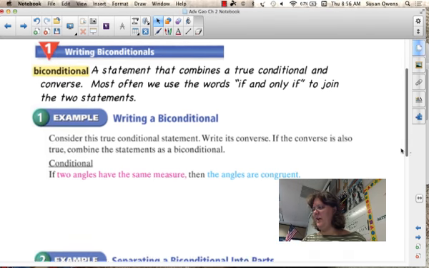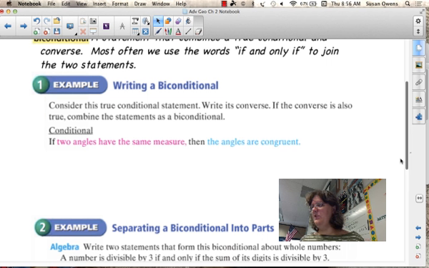So the first thing we have is an example. Consider this true conditional statement. Write its converse. If the converse is also true, combine the statements as a biconditional. It doesn't make any sense to write a biconditional statement if the statement's not true and the converse isn't true. Okay, so our example: if two angles have the same measure, then the angles are congruent. And this is a true conditional statement.